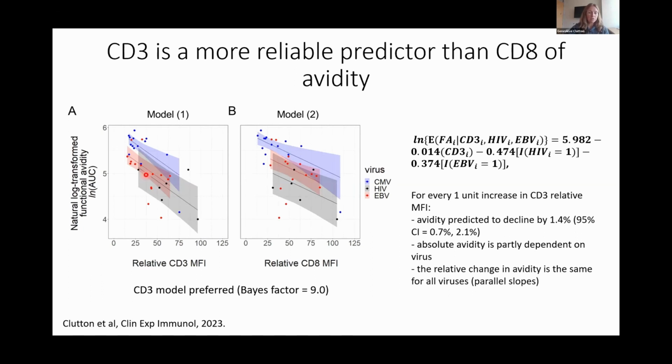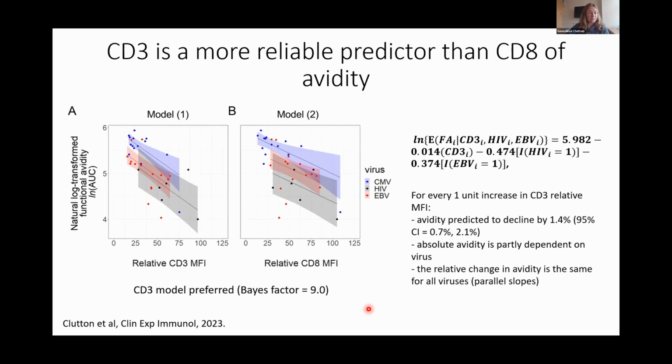However, what you can hopefully also see is that these lines are parallel. And importantly, what that means is that regardless of the virus targeted, the relative change in avidity is predicted to be the same as CD3 increases. So this model can be used for any pathogen if we're wanting to distinguish higher and lower avidity cells. They then generated a similar model for CD8, which I'm not showing here for time.